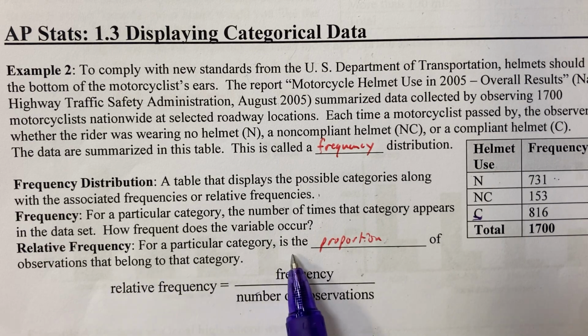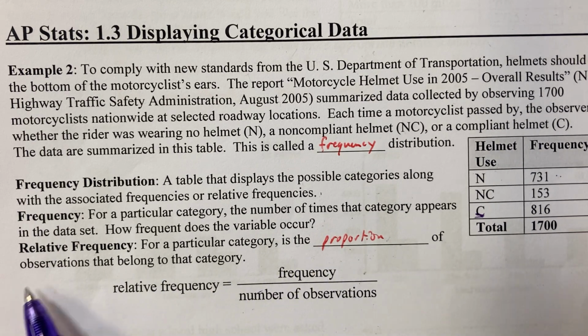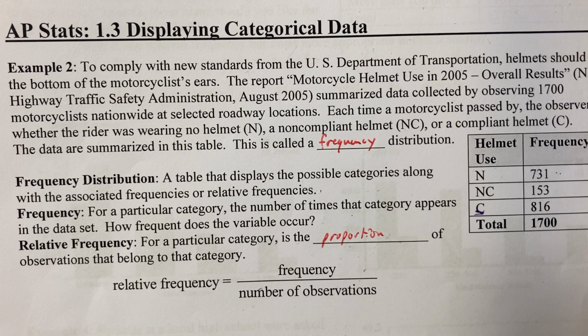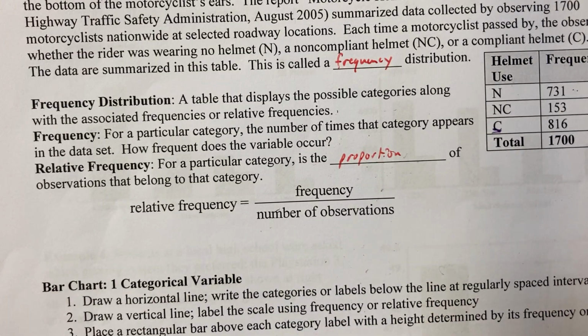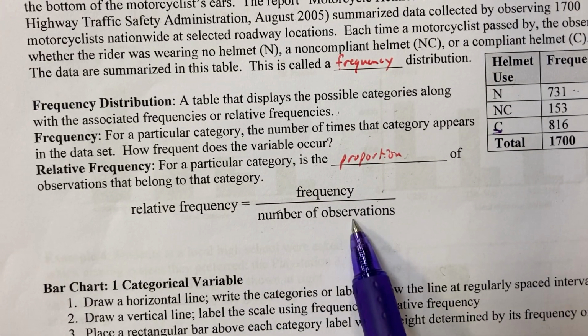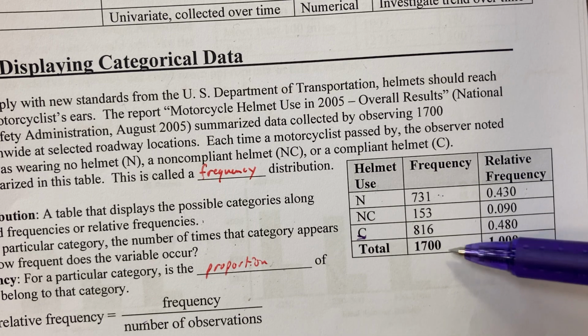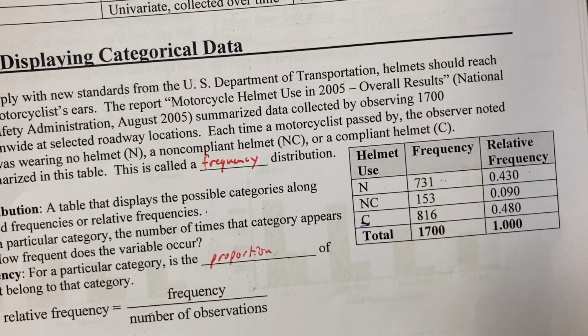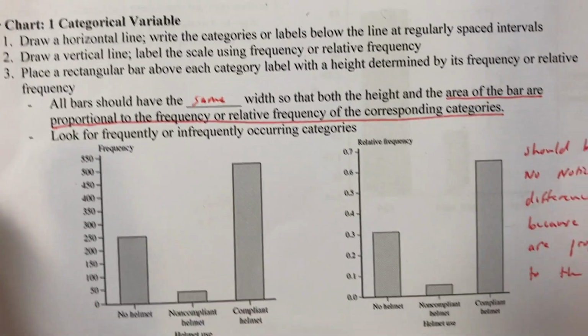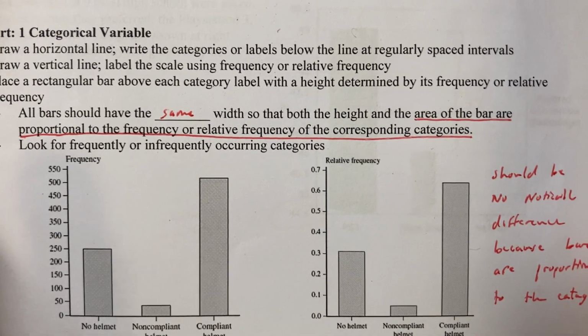The relative frequency for a particular category is the proportion of observations. So you could say proportion there as well. Relative frequency, just like I did up here, is the frequency divided by the number of observations. So to get this 43% here, I took that number and divided by that number, and I got 43%. Now, here's what the bar charts look like for this.